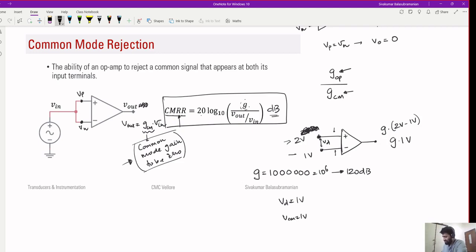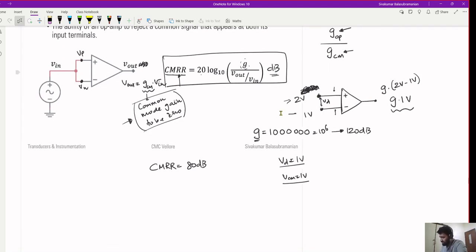Is that clear? Yes, sir. Okay, now the common mode voltage is 1 volt, the differential voltage is 1 volt. So if you only consider the open loop gain, then the output because of the differential input is G into 1 volt. And then I tell you that the CMRR for this particular op amp is 80 dB. Okay. Using this, can you now tell me what will be the actual output of this op amp?